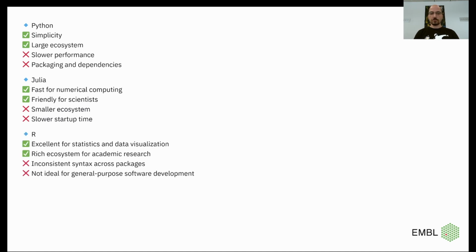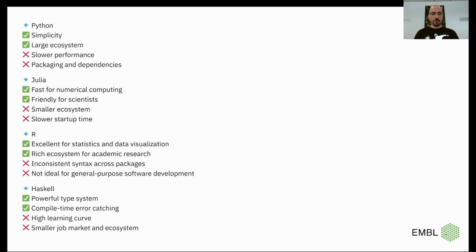R is excellent for statistics and data visualization, with a very rich ecosystem for academic research, but it has quite some inconsistent syntax across packages. The most known is the variation that happens between base R and, for instance, the tidyverse ecosystem of packages. And it hasn't really made it outside of some niche areas. So as a general purpose software development language, it's a little short.